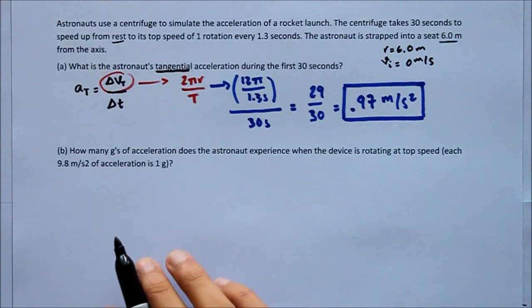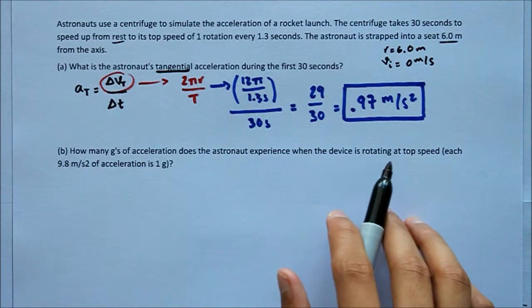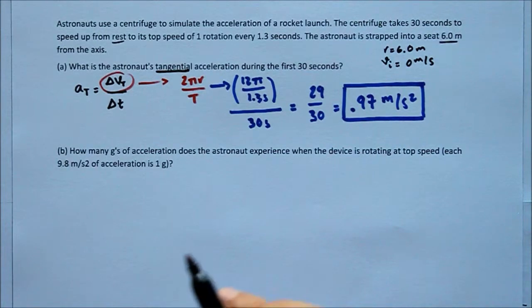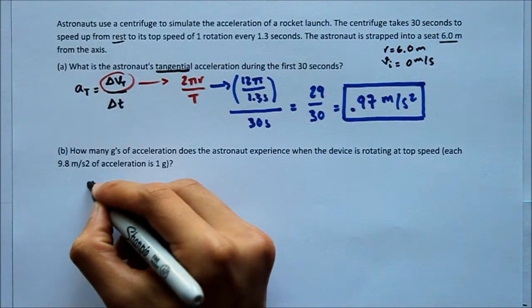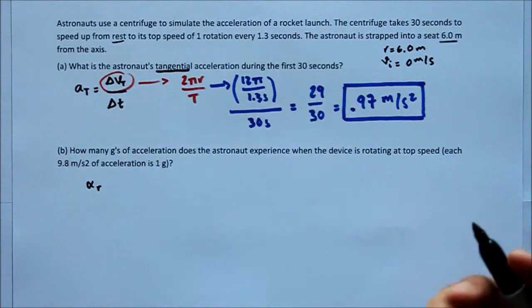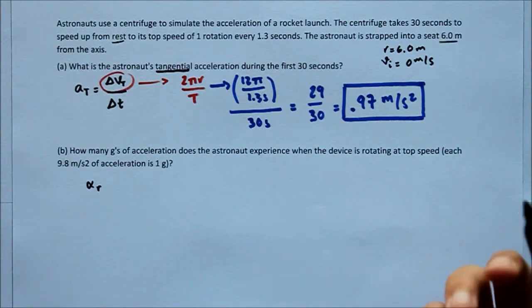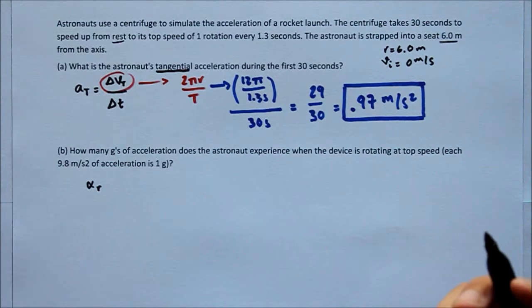Next, part B reads, how many g's of acceleration does the astronaut experience when the device is rotating at top speed? And it tells us that 1 g is 9.8 meters per second squared. Now, there's two ways to do this, and the first way is strictly with the formula, so I'm going to do that one first. And we're going to write out the rotational acceleration, also known as centripetal acceleration, which, by the way, centripetal force is an imaginary force, you might say, because it doesn't really exist. It's consisted of a bunch of other things.